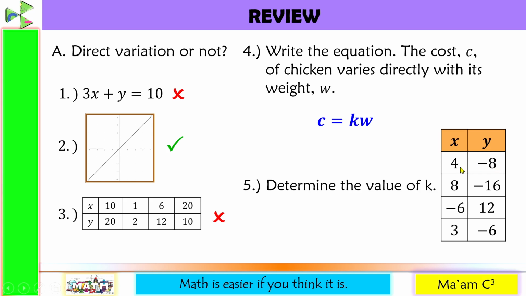Negative 8 divided by 4 is negative 2. Negative 16 divided by 8 is negative 2. 12 divided by negative 6 is negative 2. And negative 6 divided by 3 is negative 2. So K is equal to negative 2.